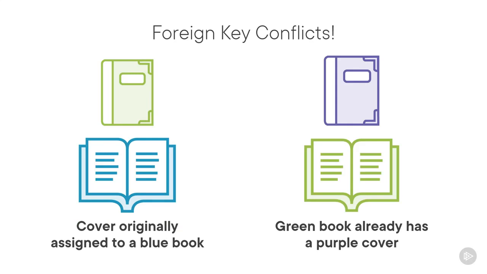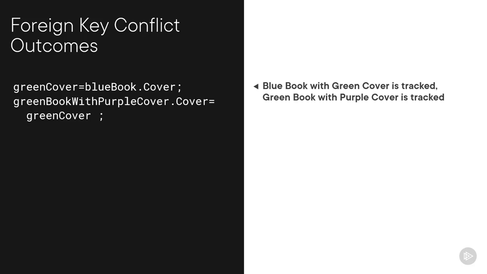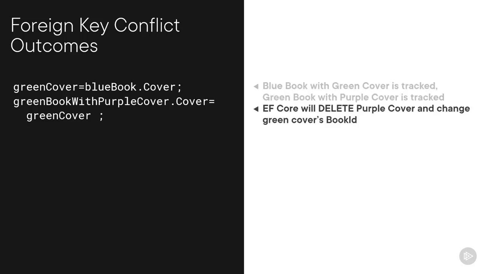So if the right book already has a cover assigned, you'll run into the same problems I just showed you when adding. If everything is being tracked, then EF Core is going to delete that cover that was already attached to the right book before it can tie your target cover to it. And that might not be something you want to be surprised by.